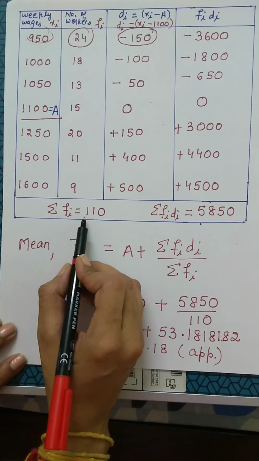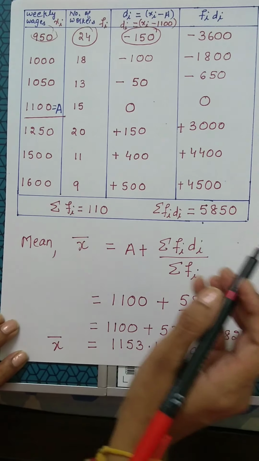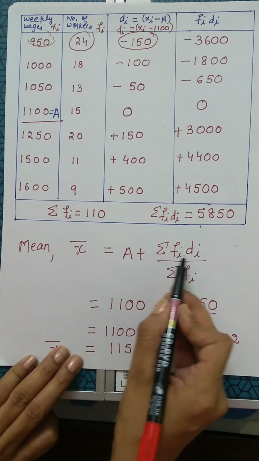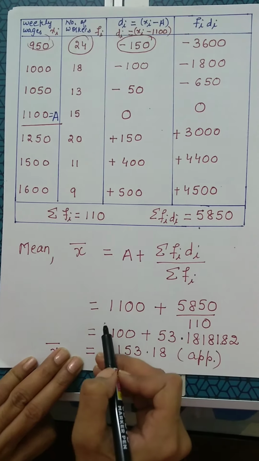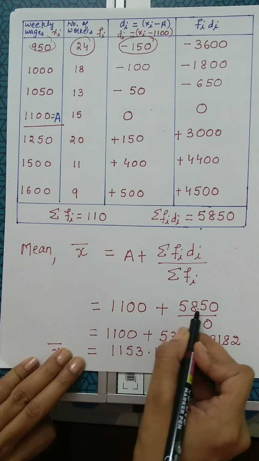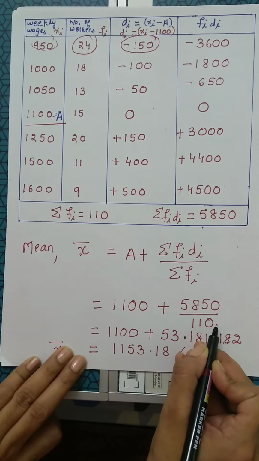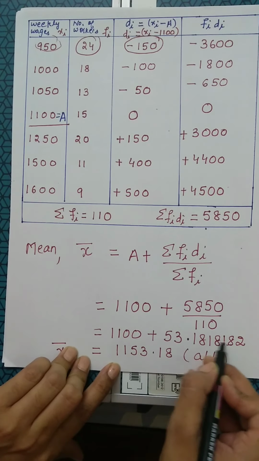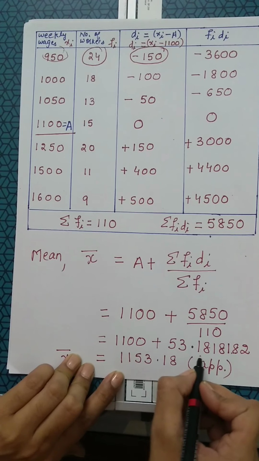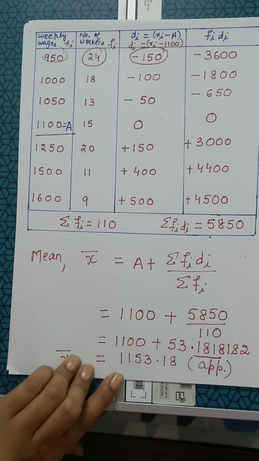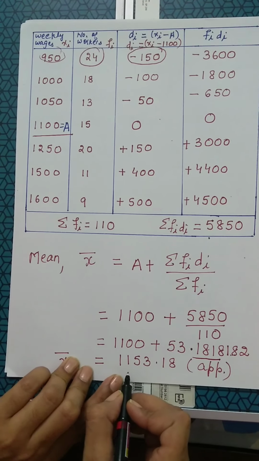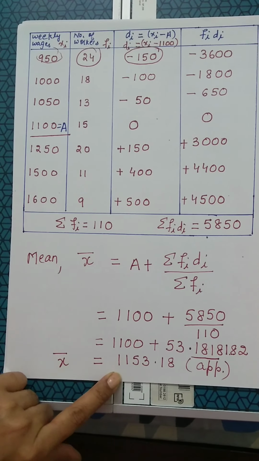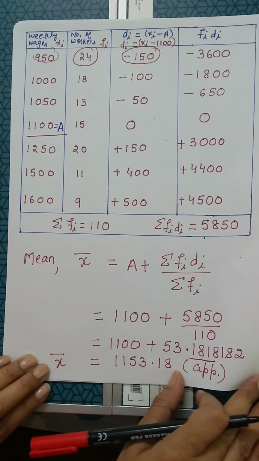Summation of fi is also required in the formula, which is coming out to be 110. Now I'll be using the formula, that is x bar is equal to A plus summation fi di upon summation of fi. 1100 plus 5850 divided by 110. After simplifying, I got 1100 plus 53.1818182. I will just round off the digits and the approximate value will be 1153.18. So this is how we get the mean.